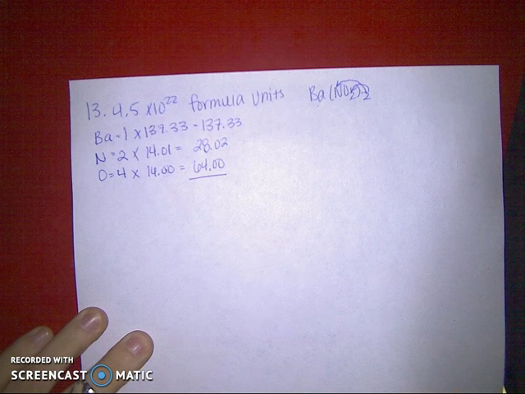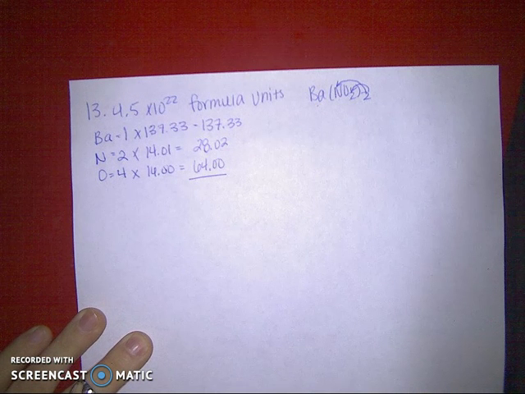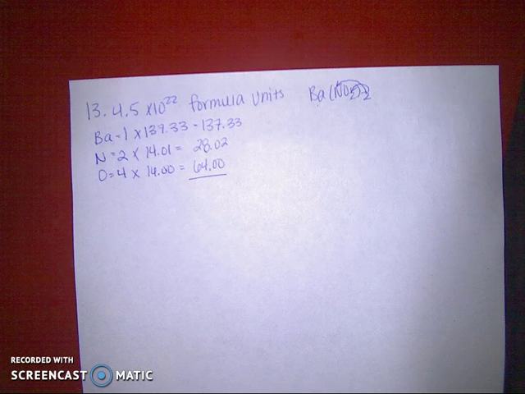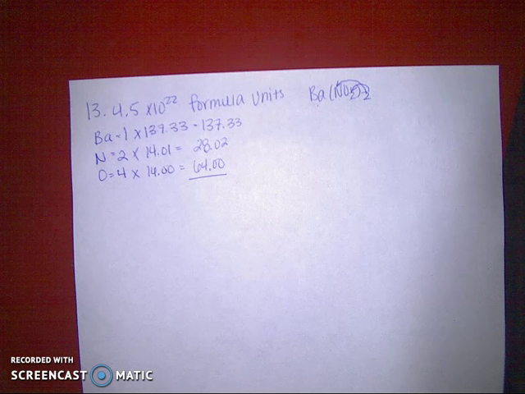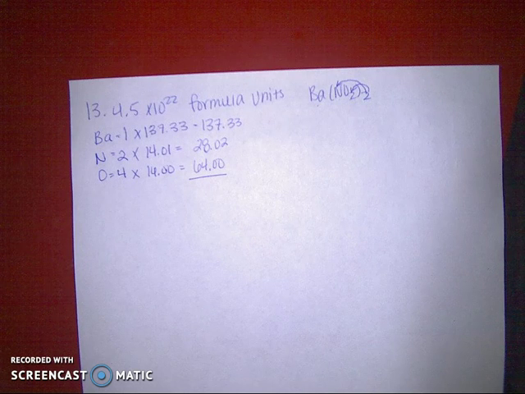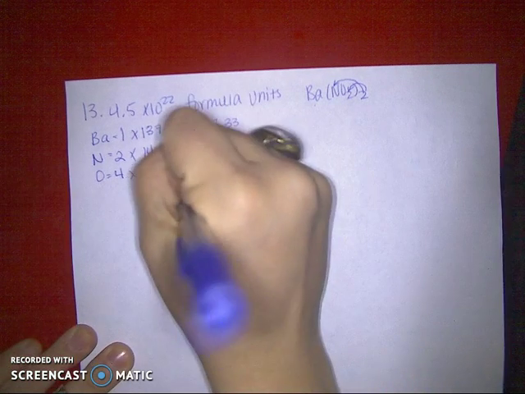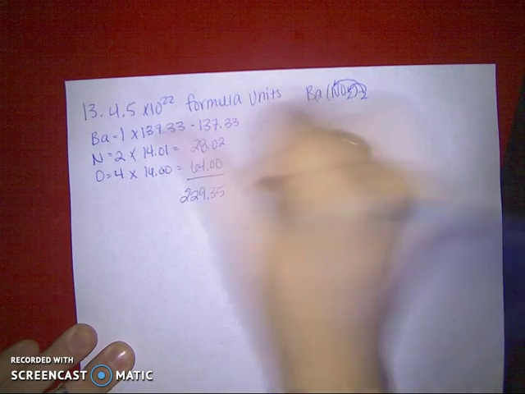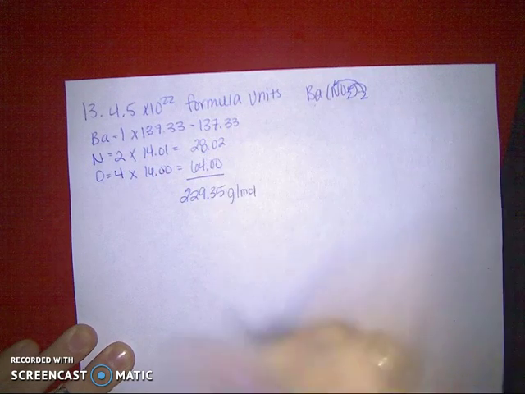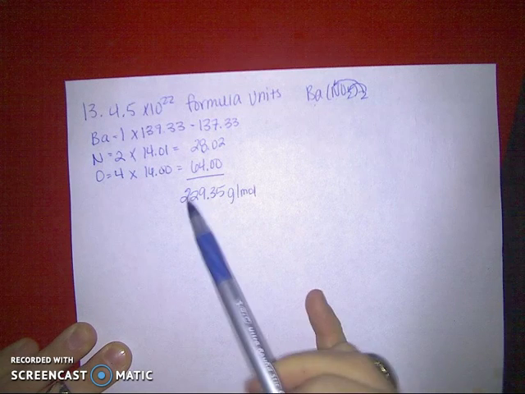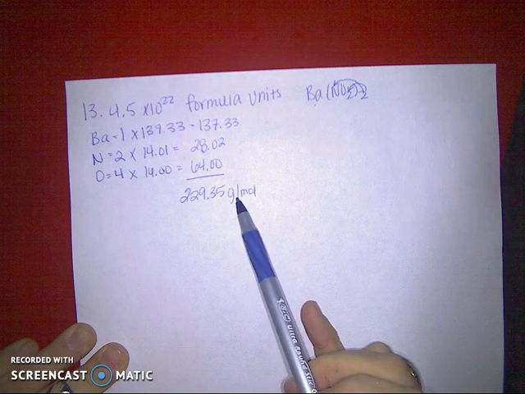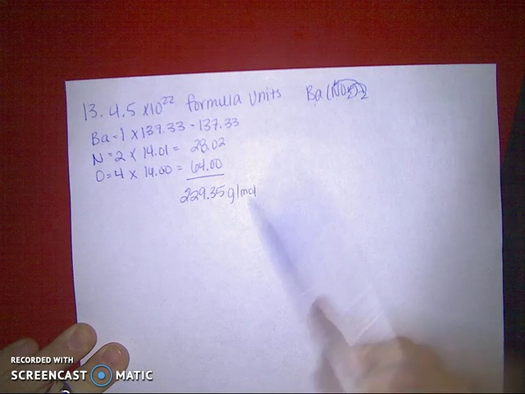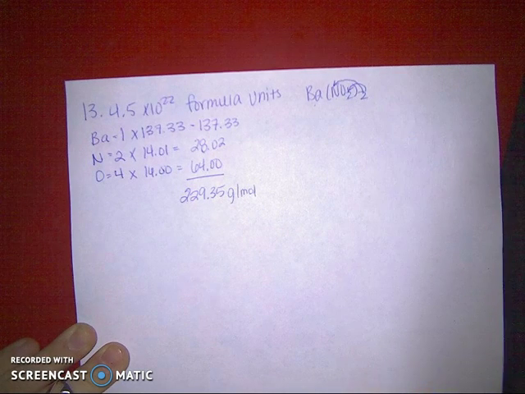So you're going to add up 137.33, 28.02, and 64.00 in your calculator. And you're going to get 229.35. And we're going to say that's grams per mole. So when I write that unit, that tells me that there are 229.35 grams per every 1 mole of Ba(NO2)2.